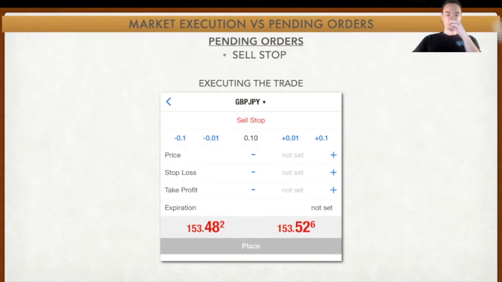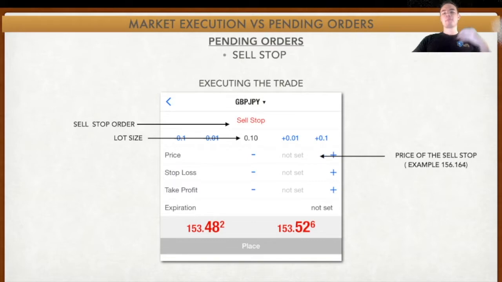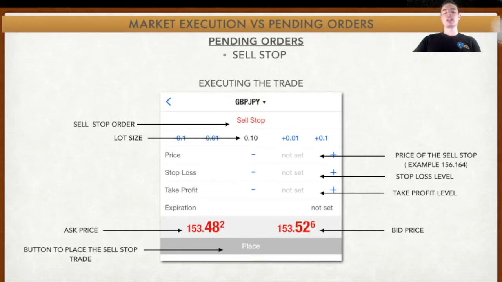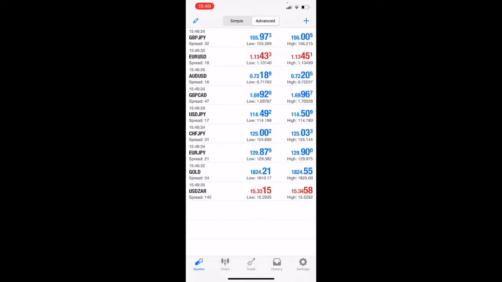Okay, so how would it look? You know, you got your pair, you got your sell stop order. Okay, not a buy stop now. Now it is a sell stop. You change your lot size to what you're using. Here's the price that you would enter at. Okay, that's where you would enter your price. Stop loss, take profit, and then ask price, bid price, and then that's where you would press place to place the sell stop. This is an example of a sell stop.